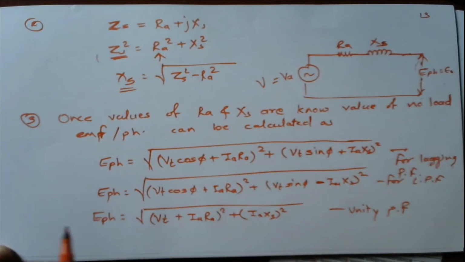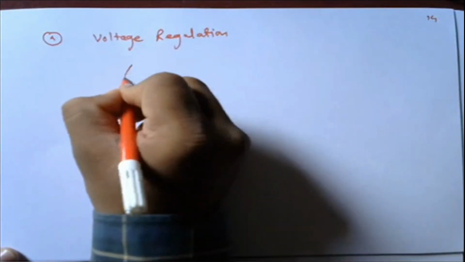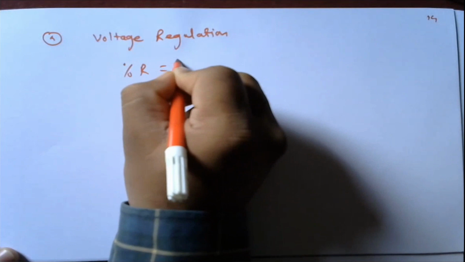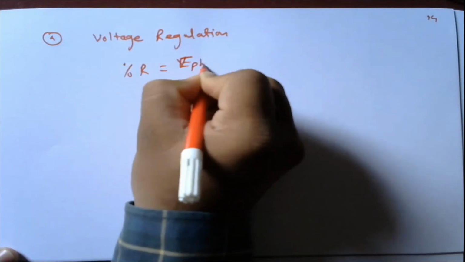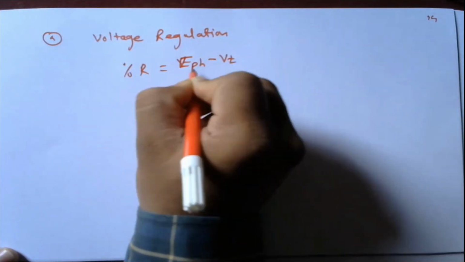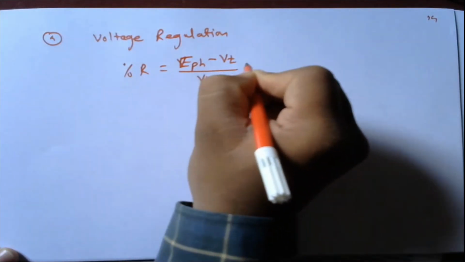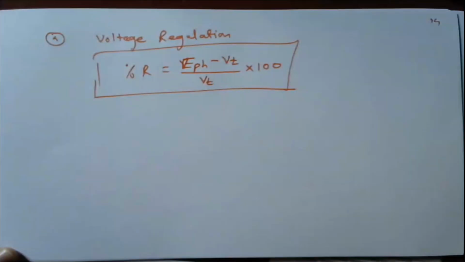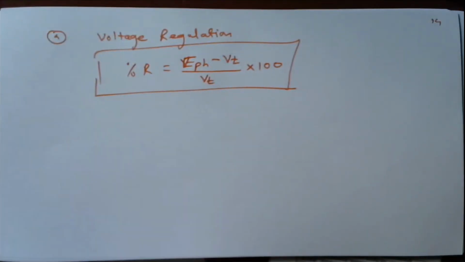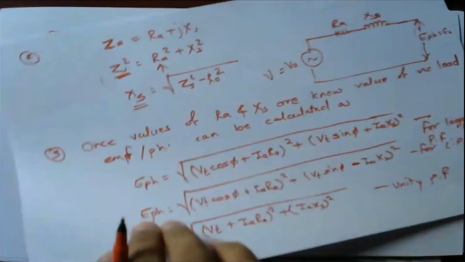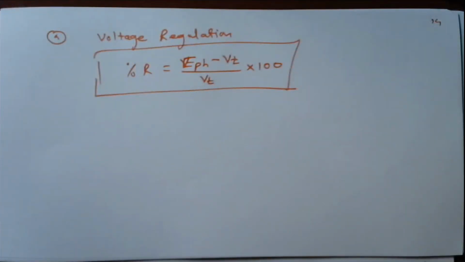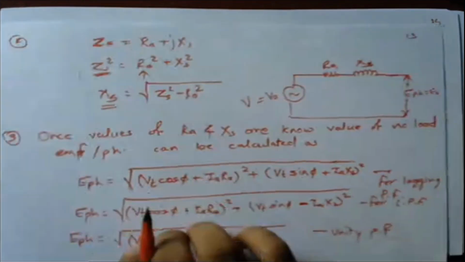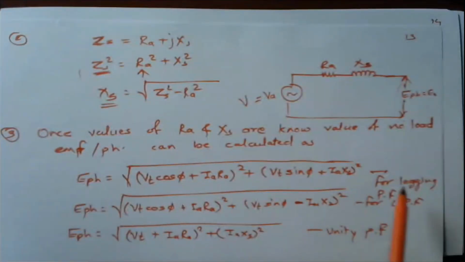Once I got the value of EPH, the voltage regulation can be calculated as the fourth step. The percentage voltage regulation is equal to EPH minus VT, divided by VT, into 100. So this is the formula to calculate the voltage regulation by using the synchronous impedance method. I hope this one is clear. I will revise this in the next lecture, and as I told you, I will tell you how to derive this formula.